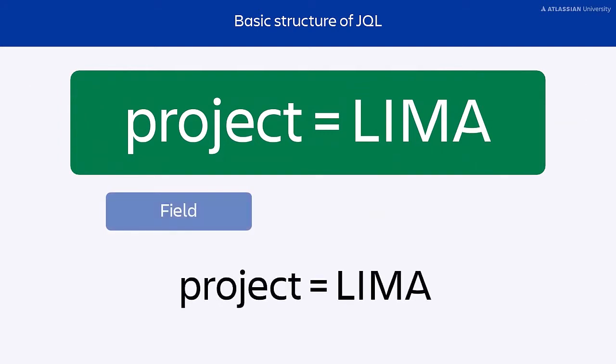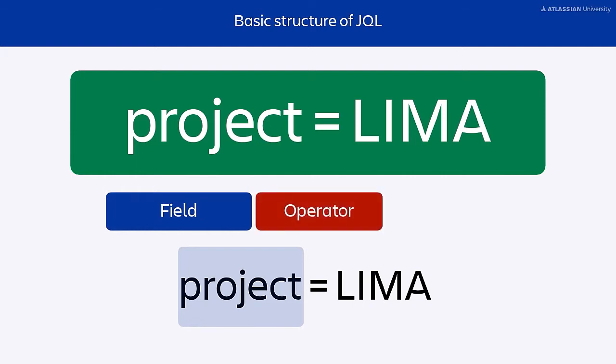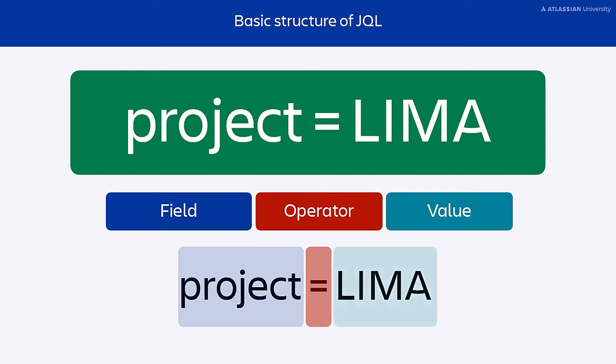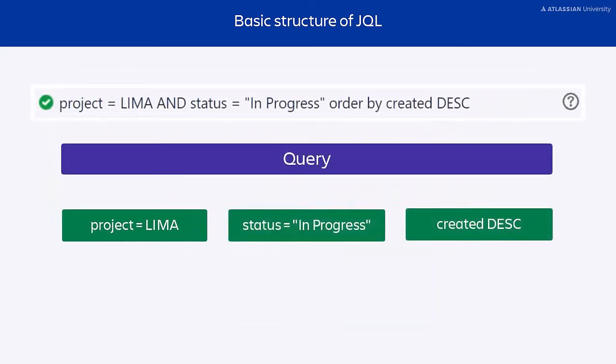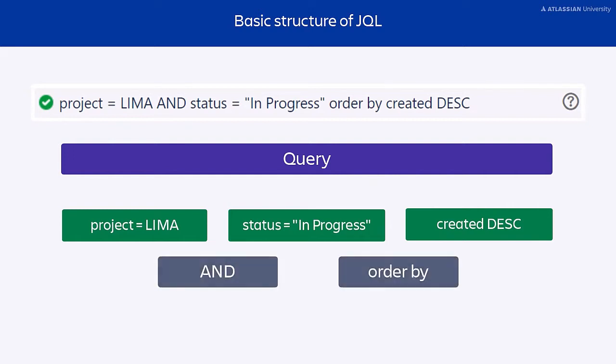Each clause has a field. In this example, the field is project. The field is then followed by an operator. In this example, the operator is the equals sign. The operator is then followed by a value. In this example, the value is Lima. In order to complete your Jira query, you must connect each of your clauses with keywords, such as and, order by.